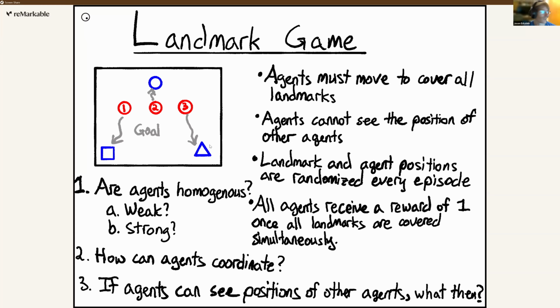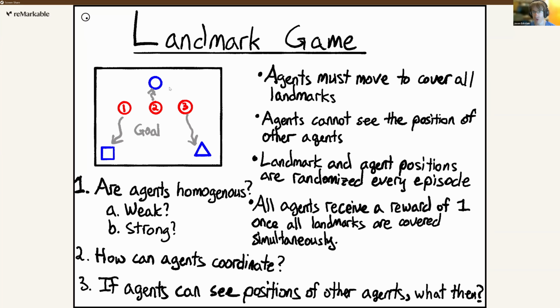Now, the reality is they're going to have to decide what landmark to go to based on just the position information. So, you could imagine these agents say, well, what if the agents just go to the closest landmark to them? That would be something strongly homogeneous agents could do. They could have that policy where they say, okay, we're just going to look at the grid, and whichever landmark is closest to me, I'm going to go there.